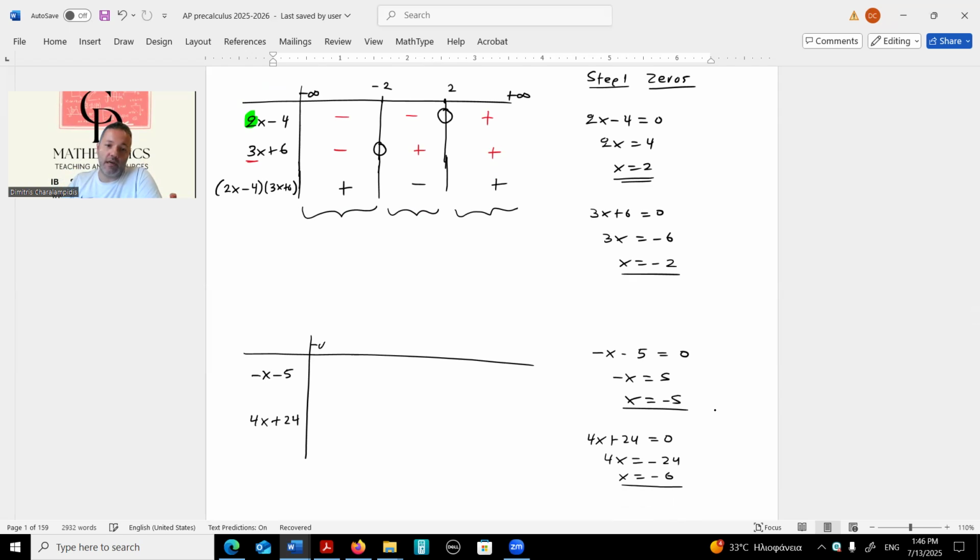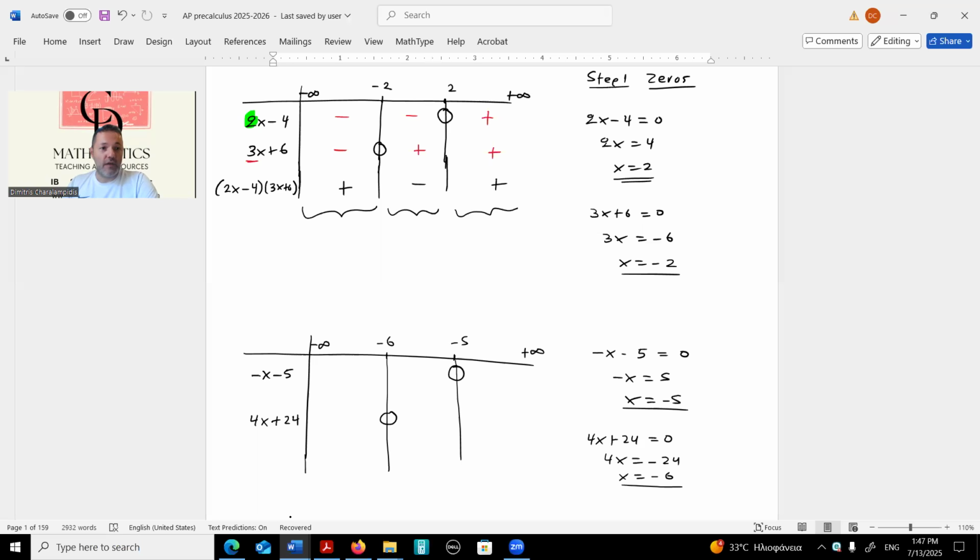And now I should properly put them in numerical order. Negative 6 and negative 5. From each one of those, I will draw two vertical lines. And on them, at the proper level, I will put the zero notation. Negative x minus 5 gets to be equal to 0 when x is negative 5. So I should put it at that level. 4x plus 24 gets to be equal to 0 when x is negative 6. So I should put it at that level.